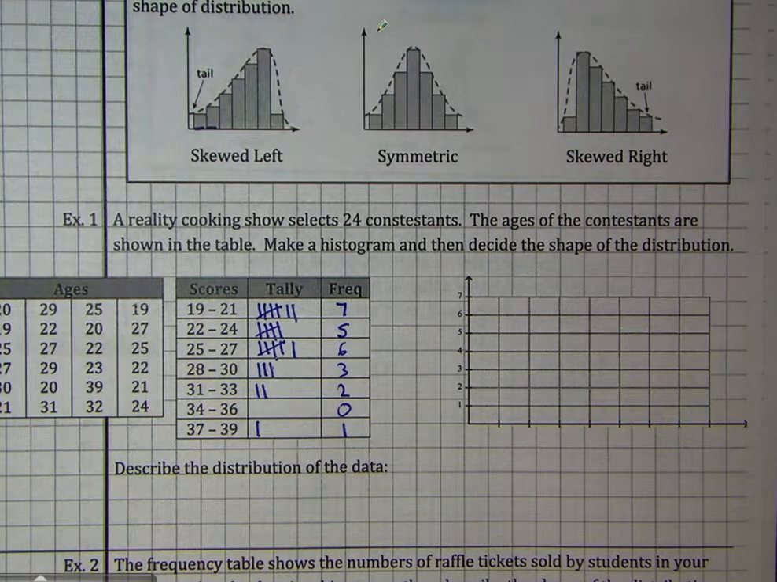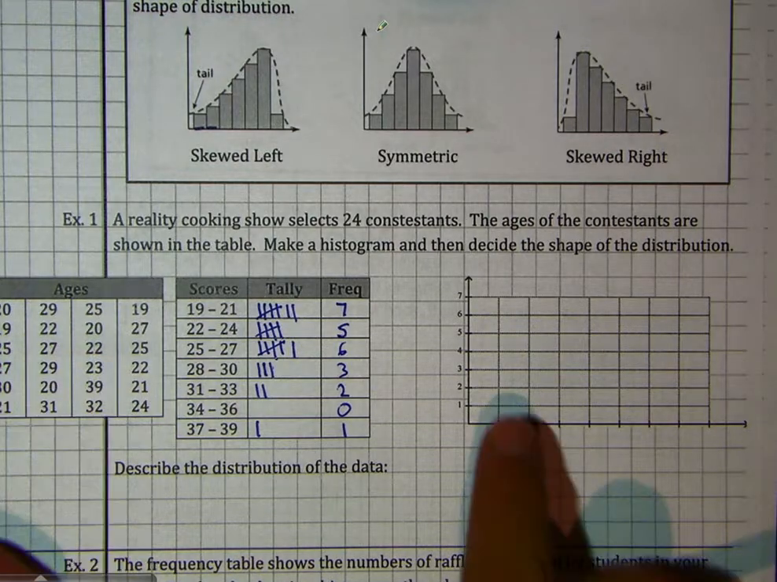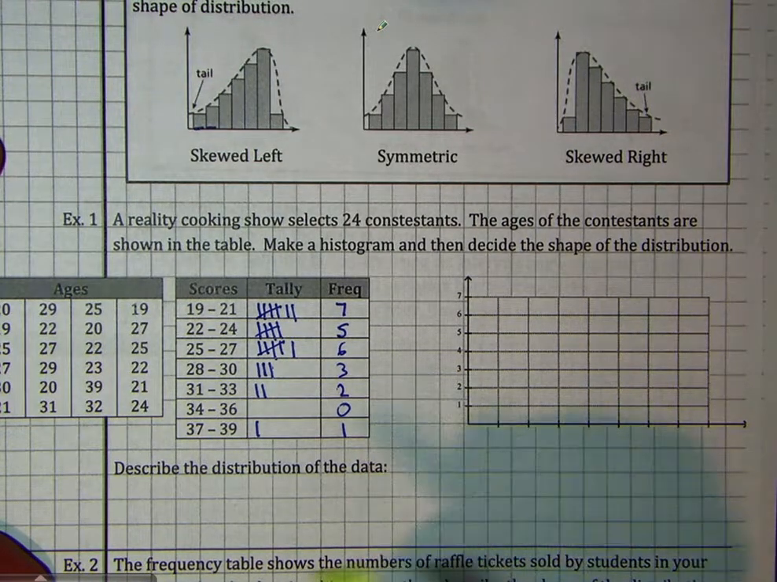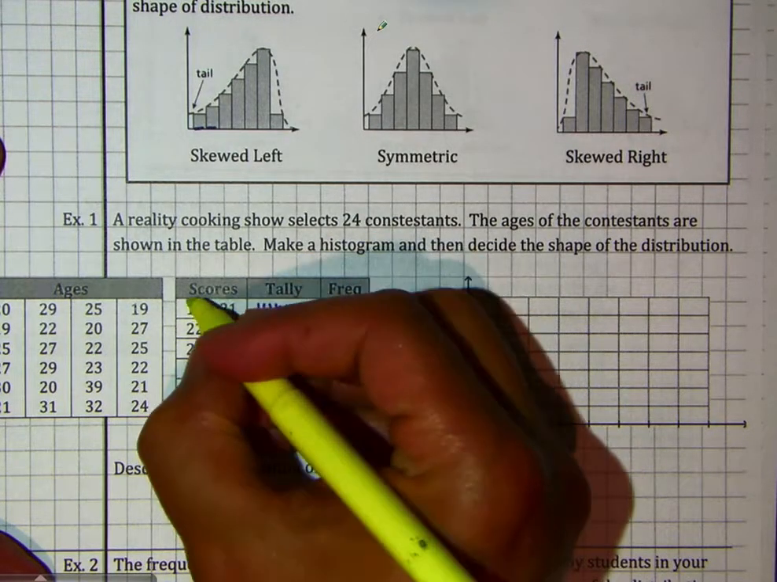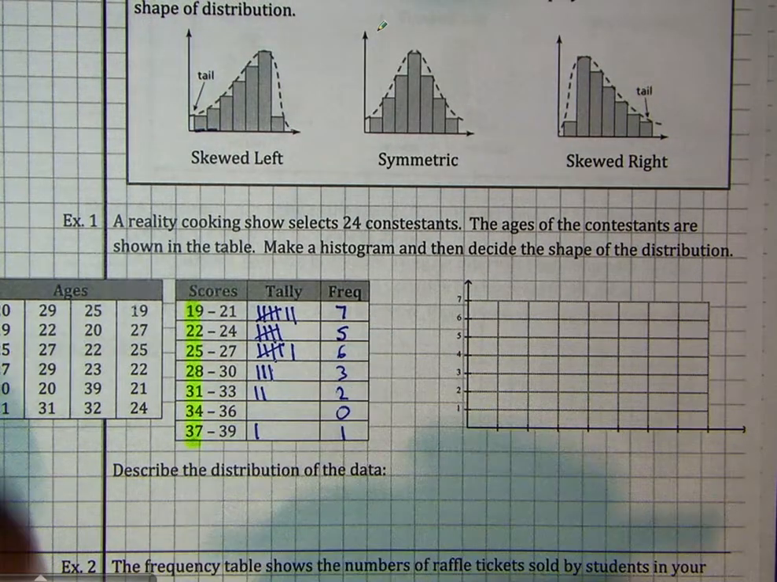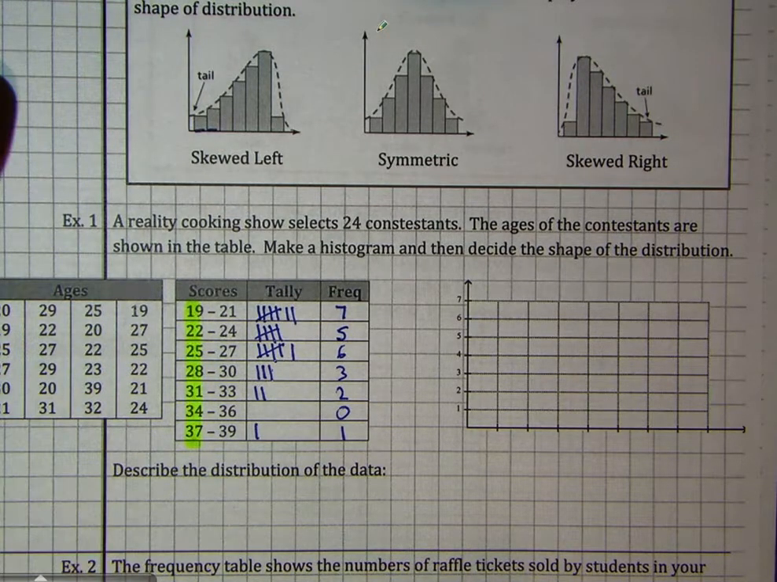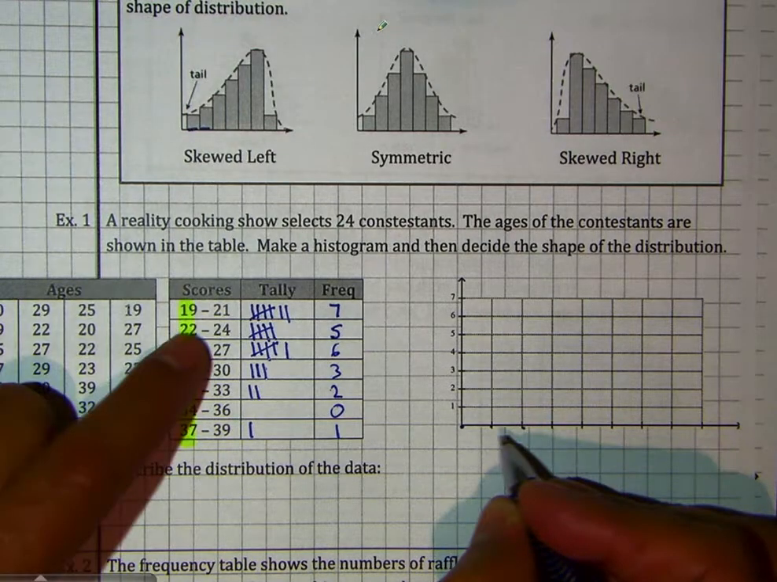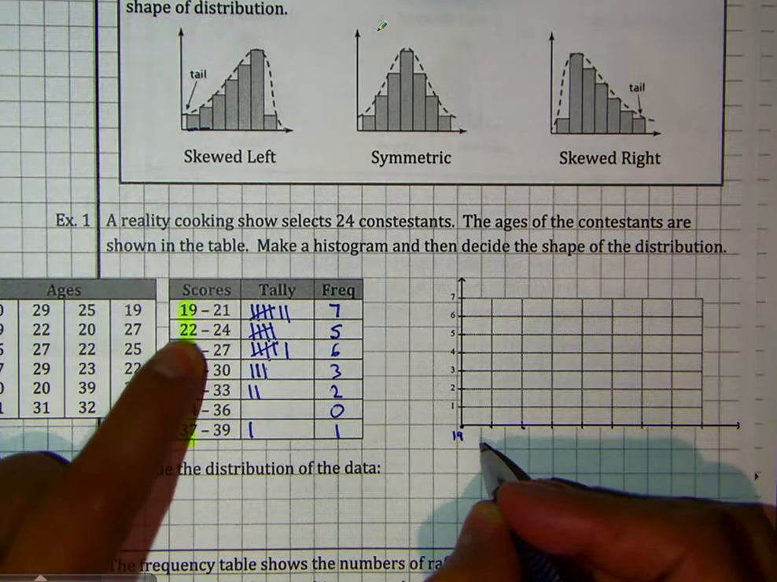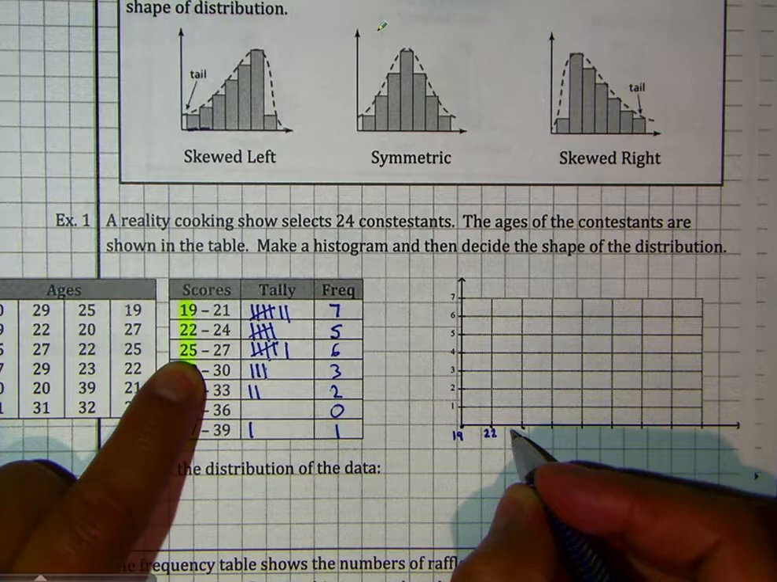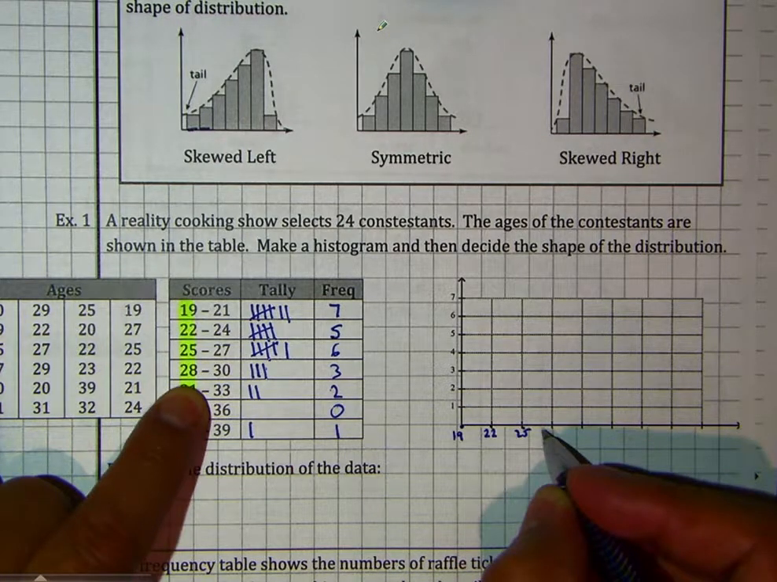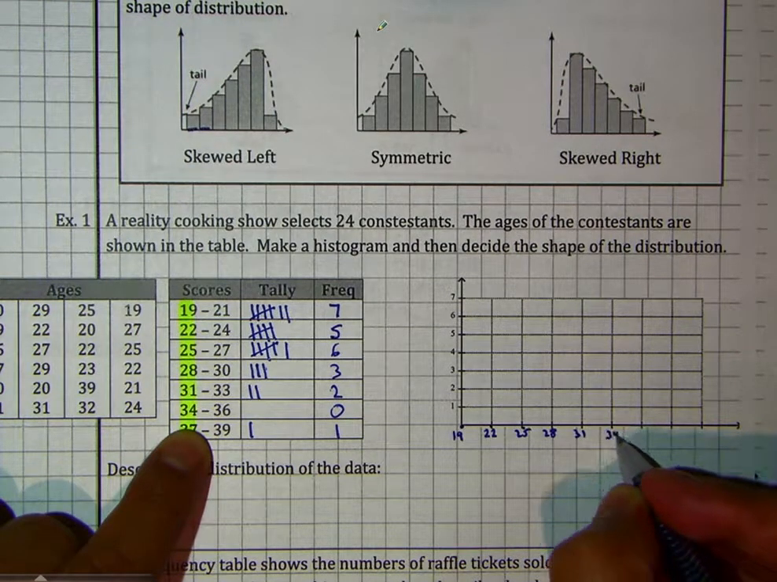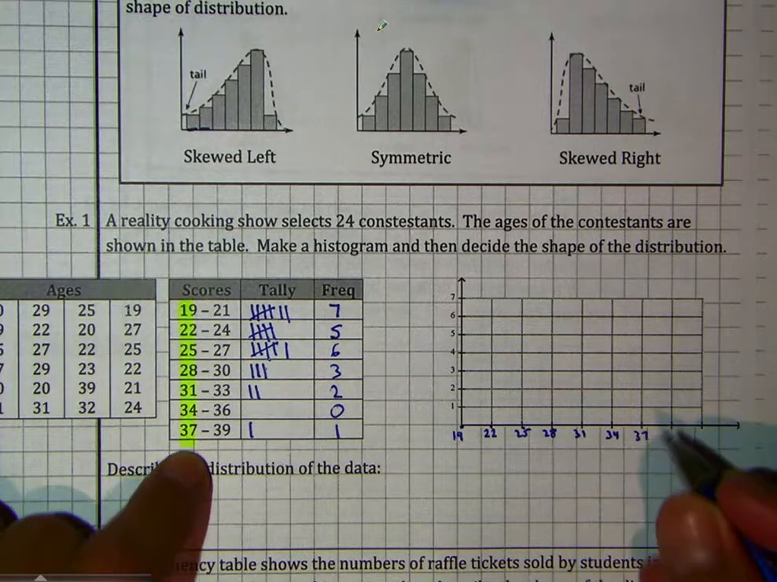And now the table's already built for us. So what we're going to do is highlight these numbers on the left. Those are the numbers that are going to go at the beginning of each of the bars. So there will be 19, 22, 25, 28, 31, 34, and 37.